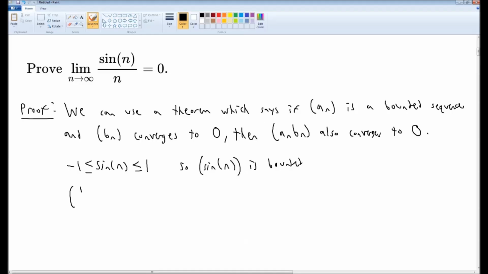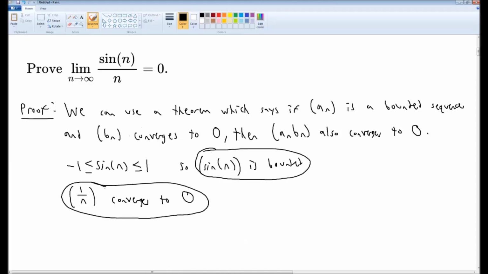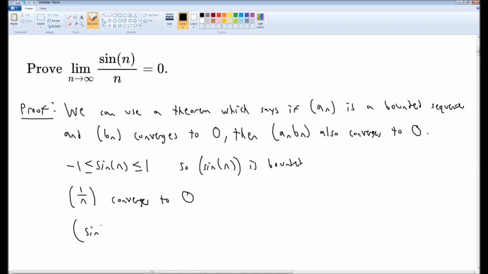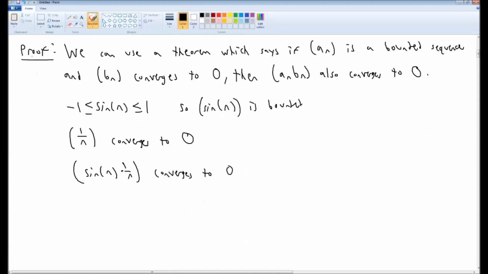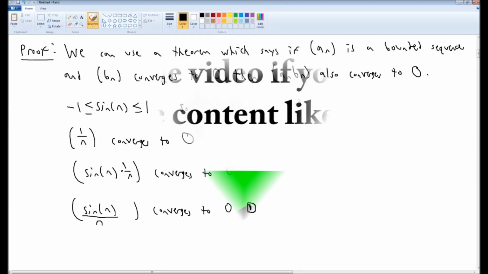And we also know that the sequence 1 over n converges to 0. So therefore, by this theorem, since we have a sequence which is bounded and a sequence which converges to 0, the sequence that we get by multiplying them together should also converge to 0. Okay, and now we can rewrite this as a fraction. This is the same as sine of n all over n. So there you go.